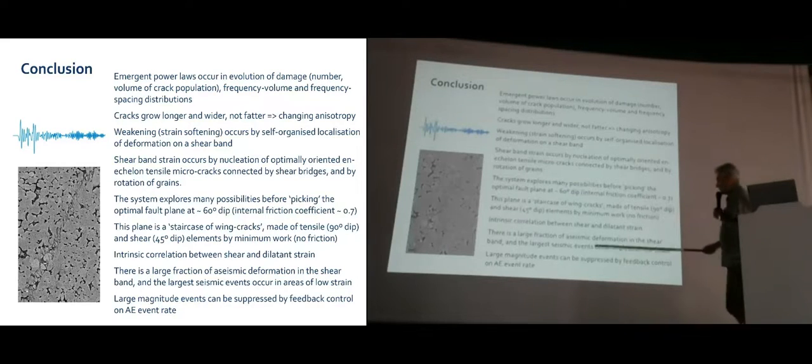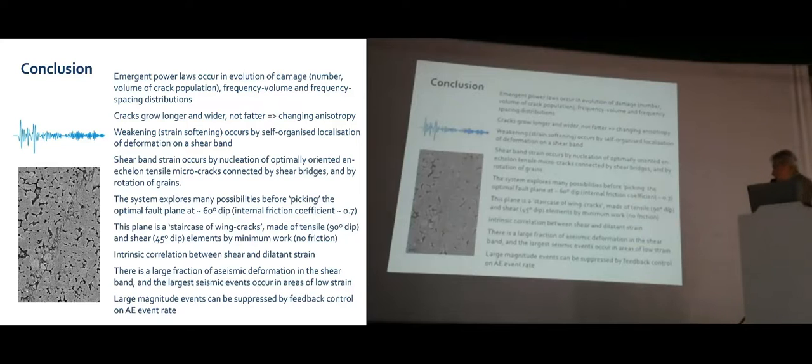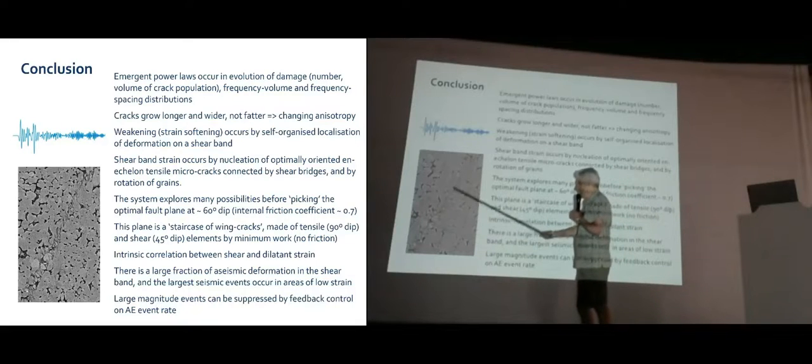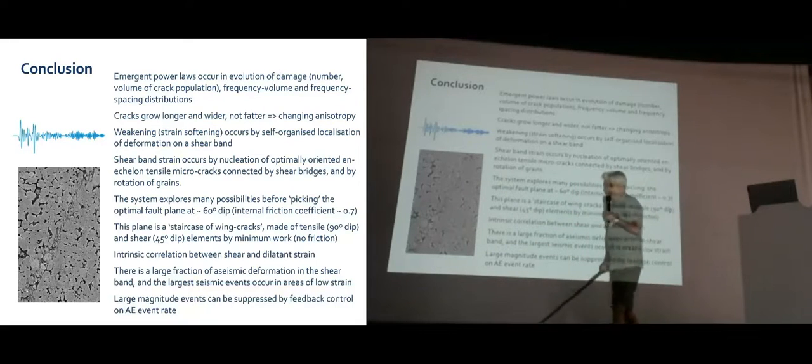There's an intrinsic correlation between shear and dilational strain. And there's a large fraction of aseismic deformation in the shear band. And the biggest events actually occur off the shear band in areas of low strain where it's still brittle. It's not so granular, if you like. It's not so cohesionless.